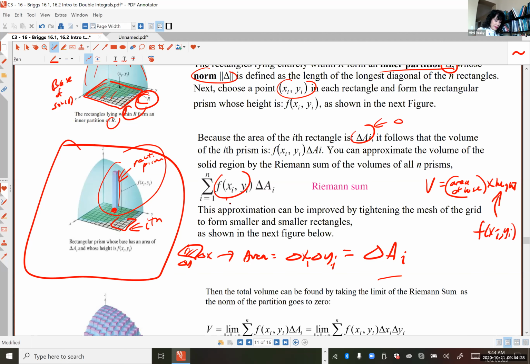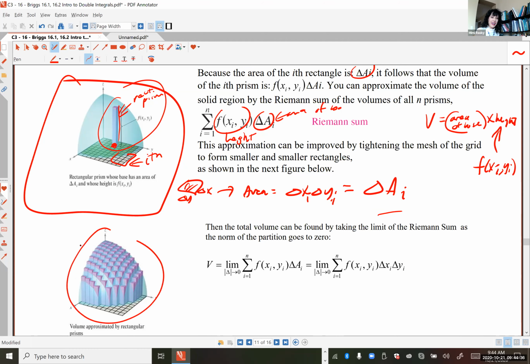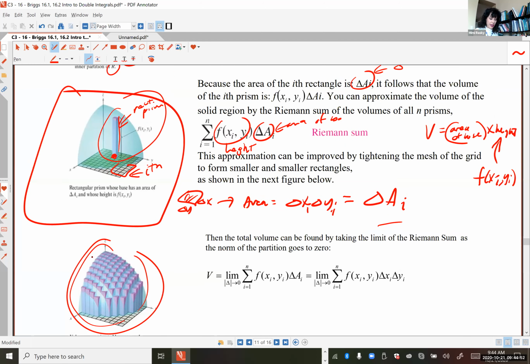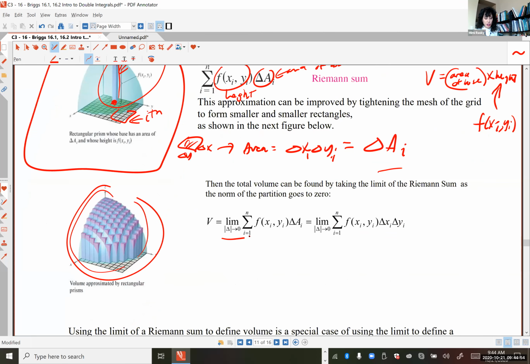So there's your height, there's your area of the base, and then you take a Riemann sum because you're going to form a whole bunch of little prisms like this and add them all up. And let's say there's n of them. Now, this looks like a pretty good approximation of the actual volume of our solid. And so you can imagine what's going to happen. Just firm up the partition and make the prisms even skinnier and skinnier, and take a limit as the norm of your partition goes to 0.